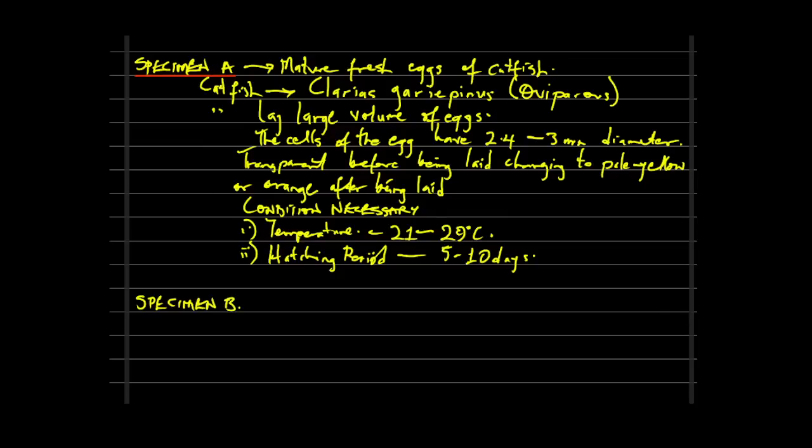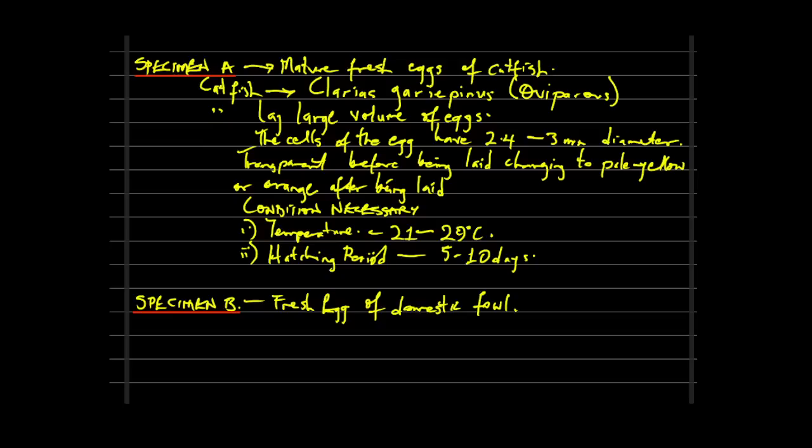We have specimen B. Specimen B is the fresh egg of domestic fowl. That is specimen B. For specimen B now, we say that the eggs have calcareous nature. They have calcareous nature because they produce mechanical support for the contents.